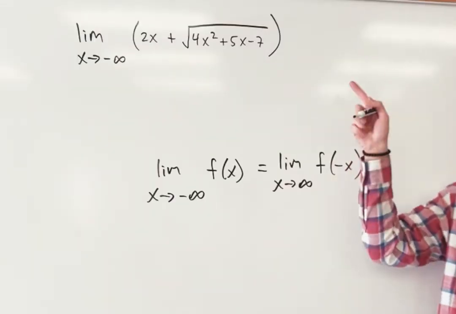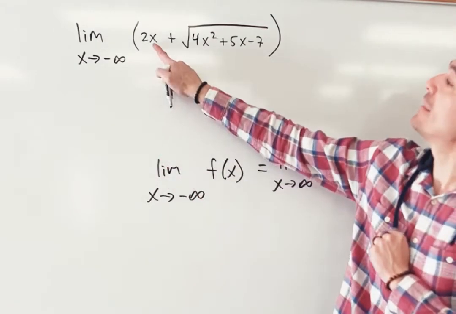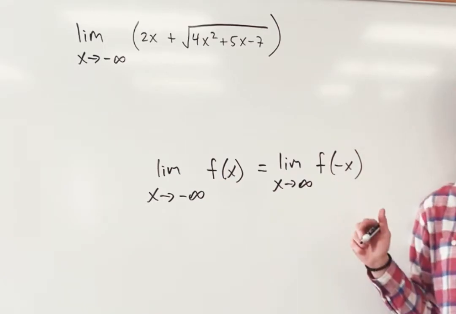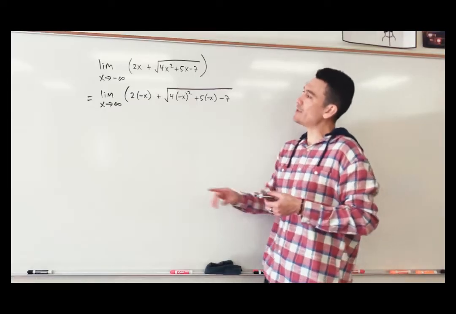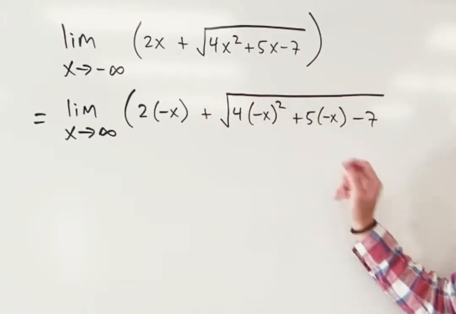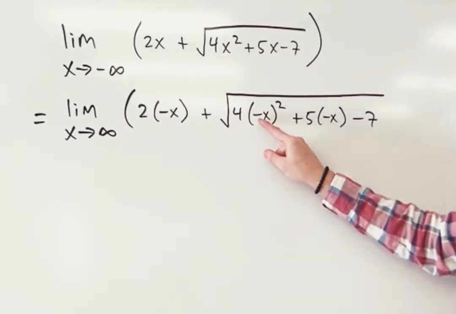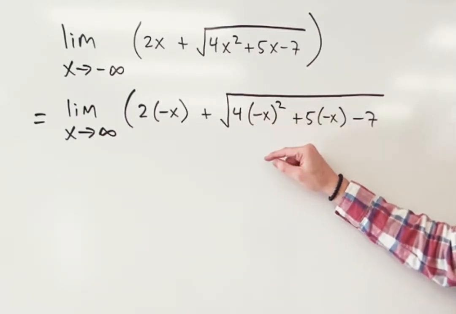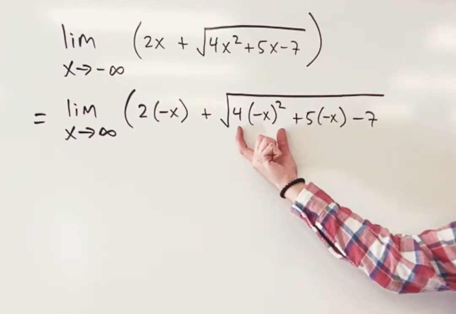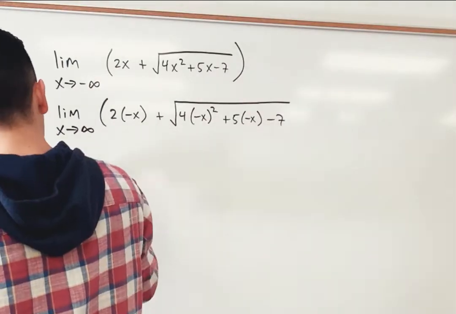So what we'll do for our problem is we'll change this to positive, but this, and this all have to become negative x. And so we switch the negative to positive. All these inputs became negative x. Now here, this is going to become negative 2x. Here, negative x squared is going to become positive x squared. So this is going to stay positive 4x squared. This will become negative 5x, and this will stay negative 7.